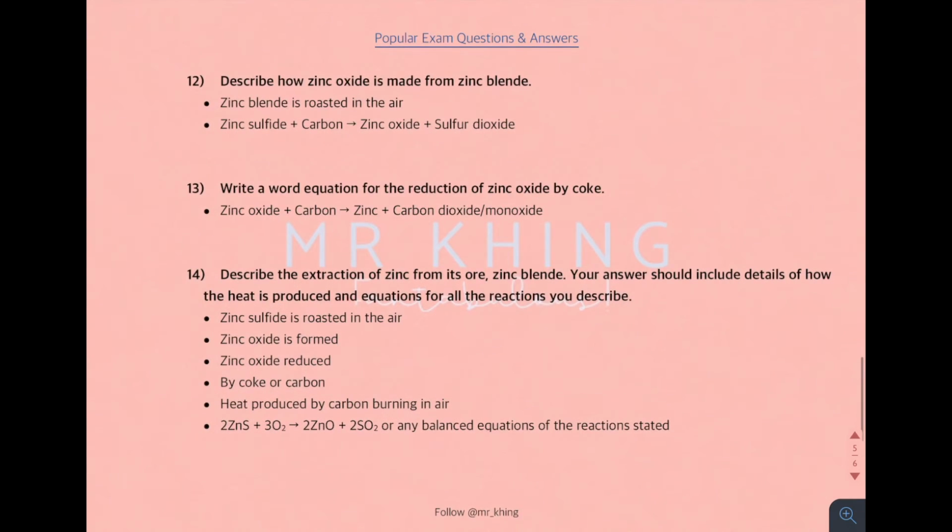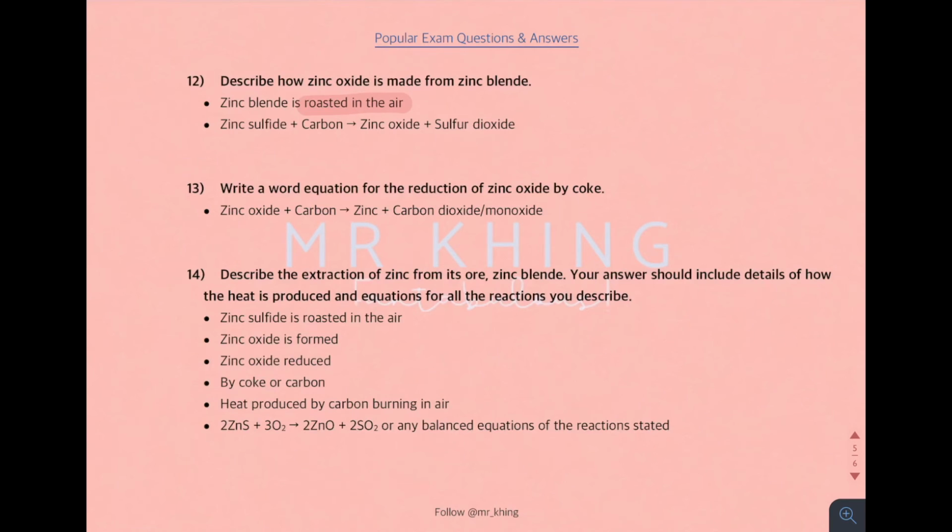Next one. Describe how zinc oxide is made from zinc blende. Remember these keywords: it is roasted in the air, followed by this chemical equation. Then the word equation for the reduction of zinc oxide by coke. Zinc oxide is reduced by carbon to form zinc and carbon dioxide or carbon monoxide. And then last one.